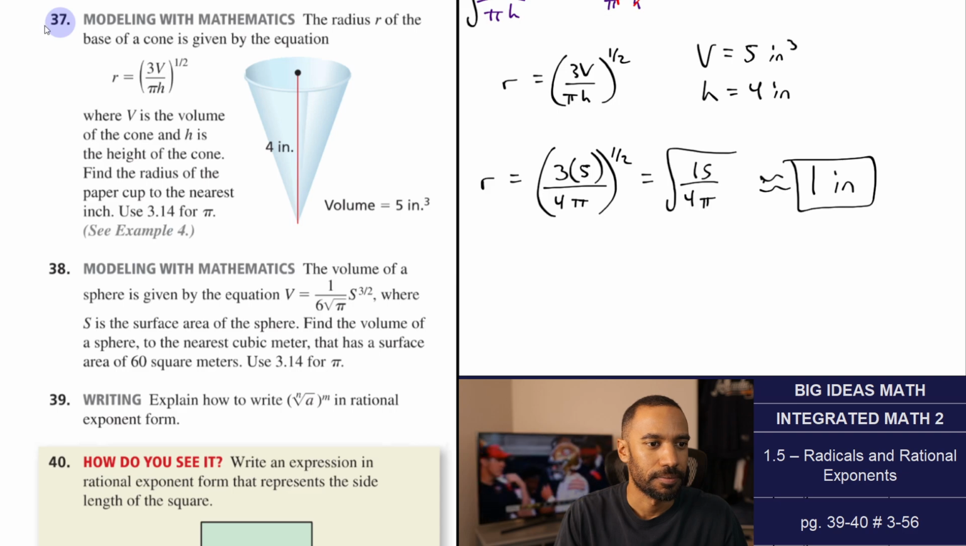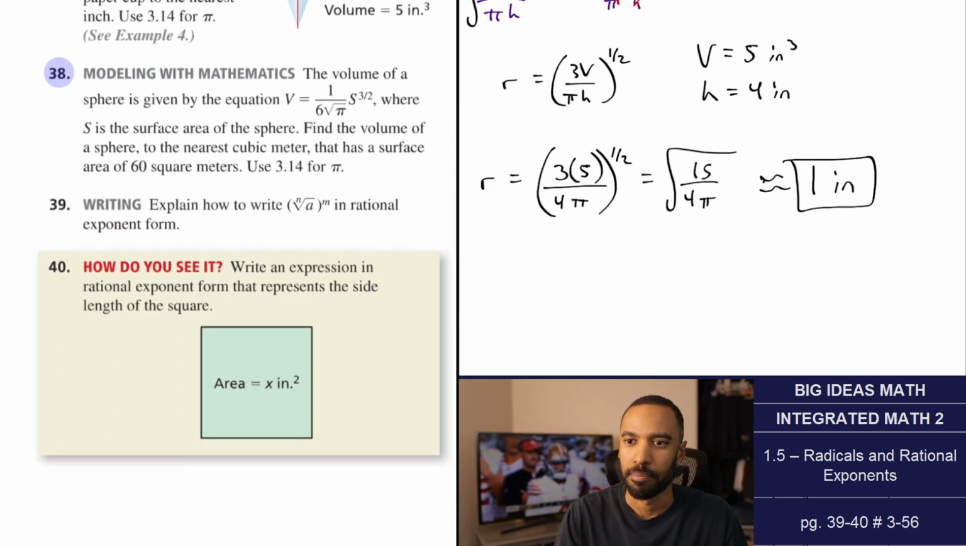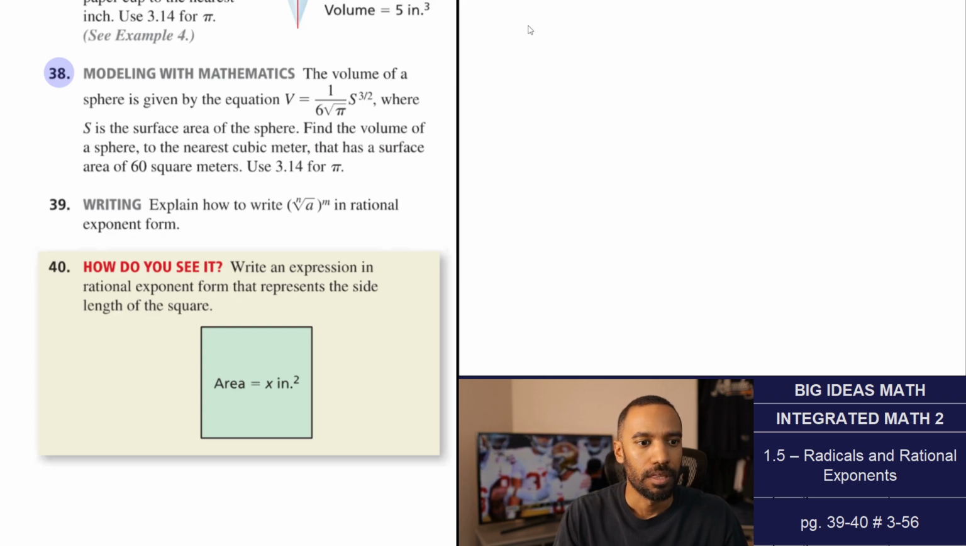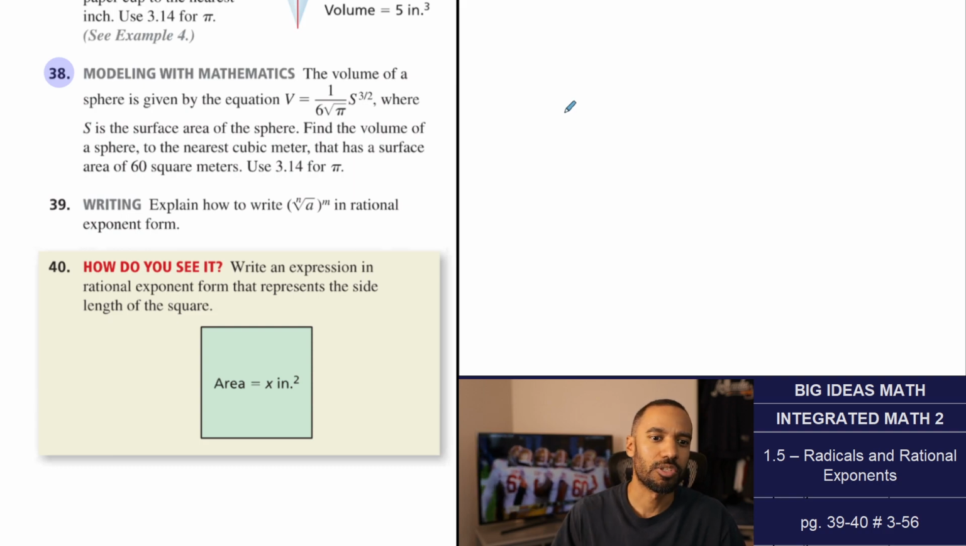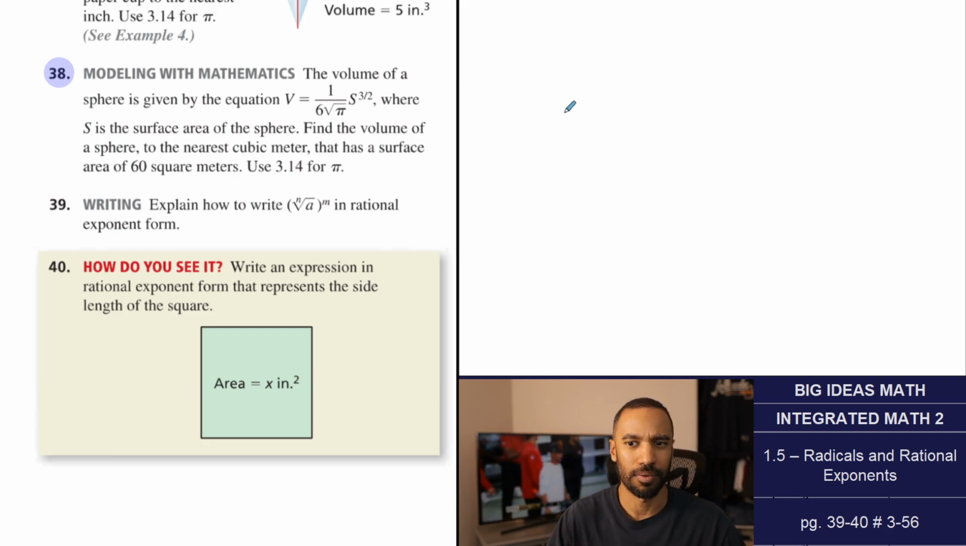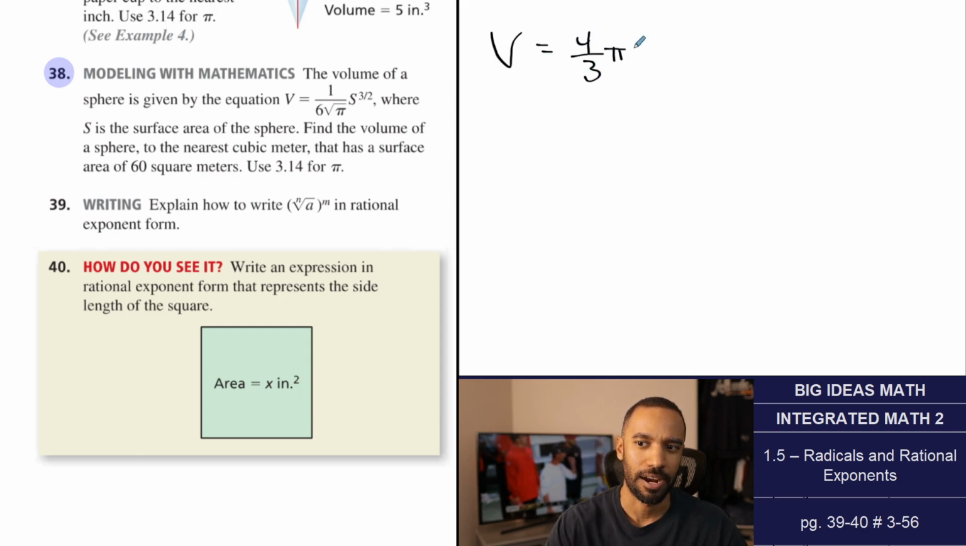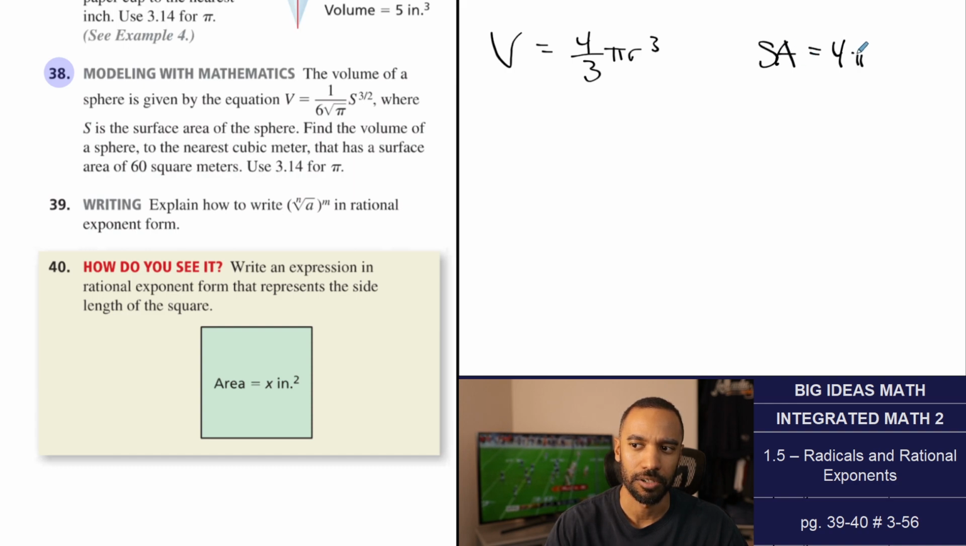Number 38. It's another modeling with mathematics. The volume of a sphere is given by the equation here, where S is the surface area. I was going to say, okay, maybe. And I could spend some time trying to get that to work with you as well, because the volume, as I stated, is 4/3 pi r cubed. I'm sure this isn't why you're here for this. The surface area is 4 pi r squared.